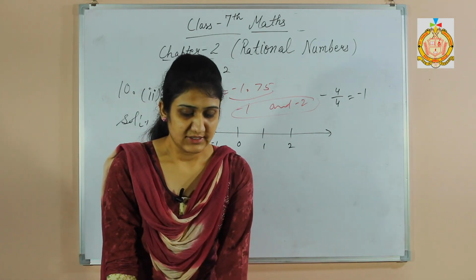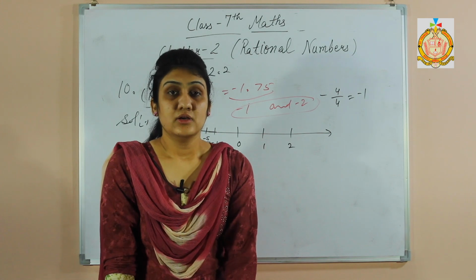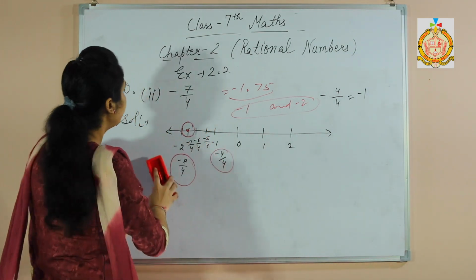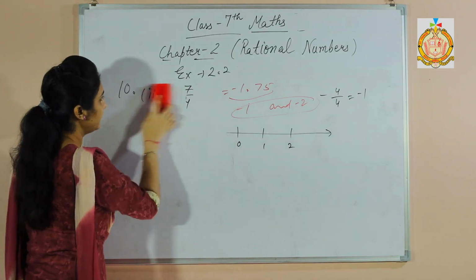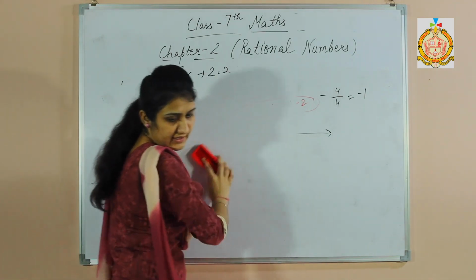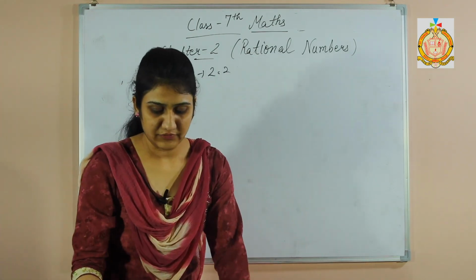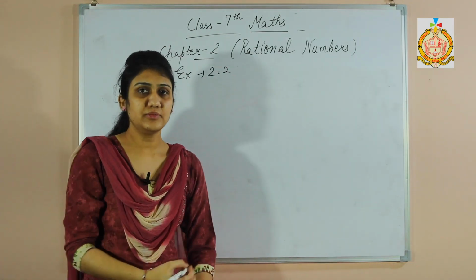Next one is the 12th sum. From a rope of 11 meter long, 2 pieces of length 13 by 5 meter and 33 by 10 meter are cut off. We have to find the length of the remaining rope.